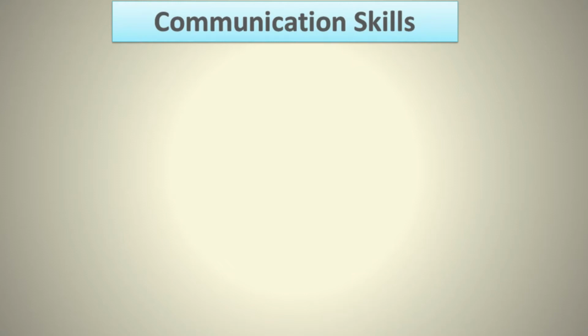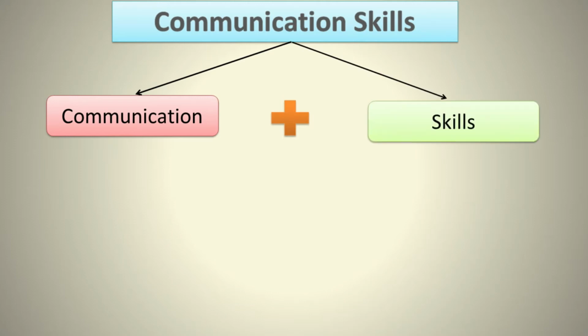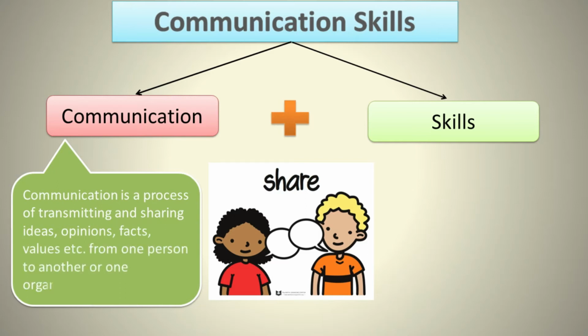So here we are going to learn about communication skills and the different types of communication skills. The first question is, what are communication skills? Communication skills are made up of two words, communication and skills. So what is communication? Communication is the process of transmitting and sharing ideas, opinions, facts, etc. from one person to another, or from one organization to another. Or we can simply say communication is the simplest act of transmitting information from one person to another.